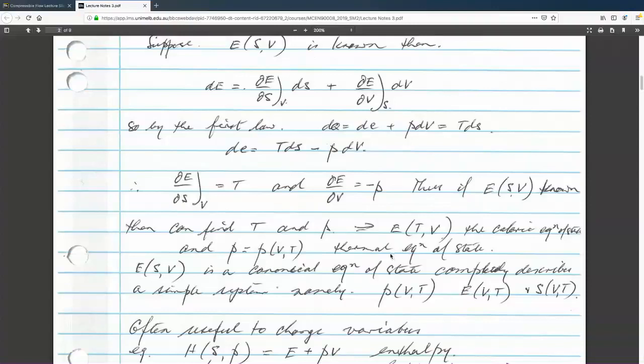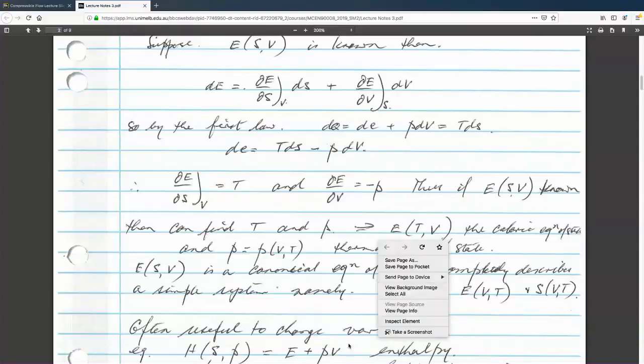So because E of S and V can find all the thermodynamic variables, from which you can construct these other equations of state, it's called a canonical equation of state. And it completely describes a simple system, namely P of V and T, E of V and T, and S of V and T. I could calculate those things. So when you find tables, all of this must have been true.